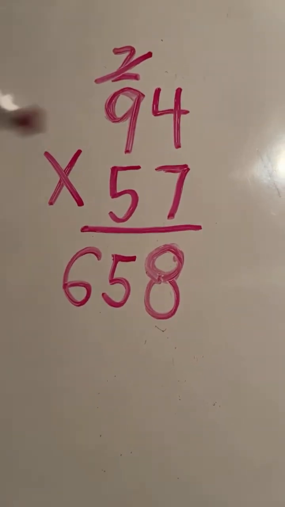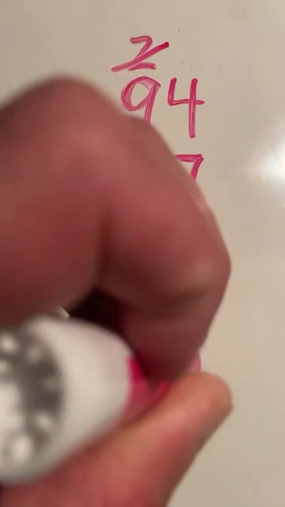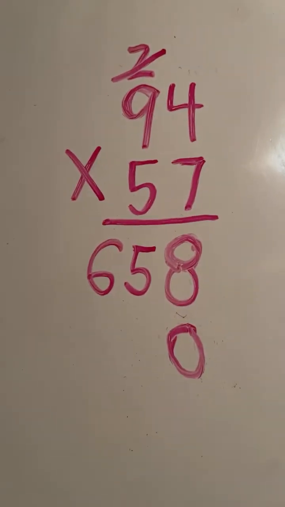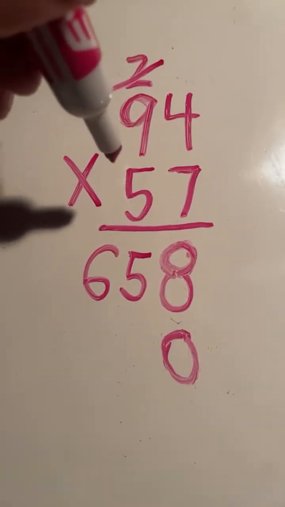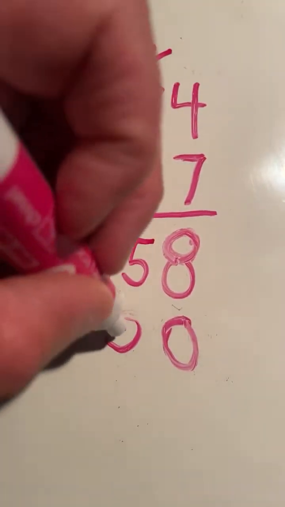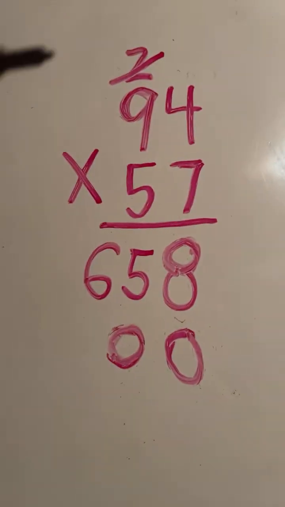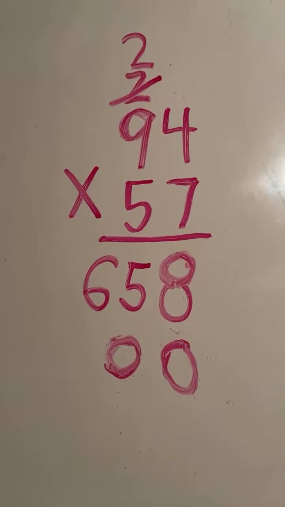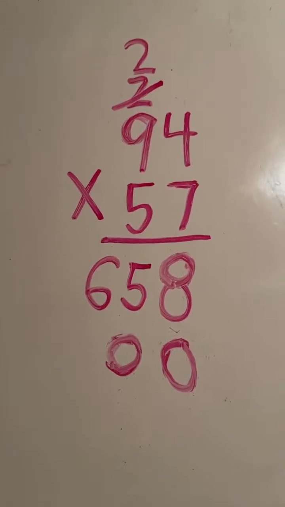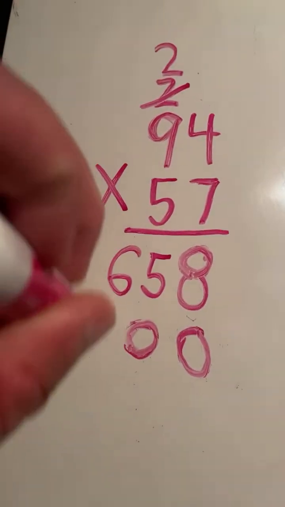Since both digits in the ones place have already been multiplied, we're going to put a 0 in the ones place. 4 times 5 equals 20. The 0 in 20 goes in the tens place. The 2 in 20 gets carried over to the hundreds place. 9 times 5 equals 45, plus 2 equals 47.